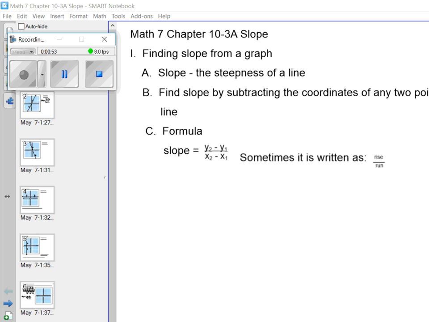There are books, however, that instead of using y sub 2 minus y sub 1 over x sub 2 minus x sub 1, will write this as rise over run, where the rise is an up and down feature and the run talks about going horizontal. And again, because y is above or below, is up or down, we use that one first, and that's rise, and run refers to whether we move to the right or to the left.